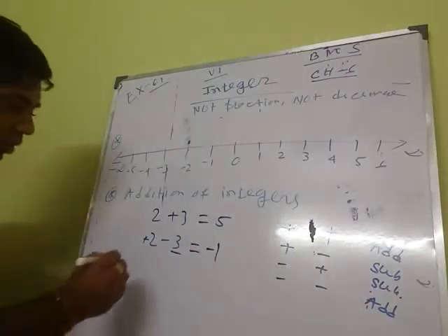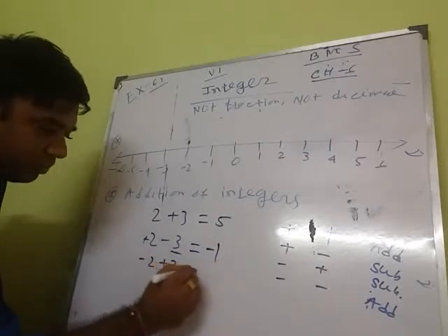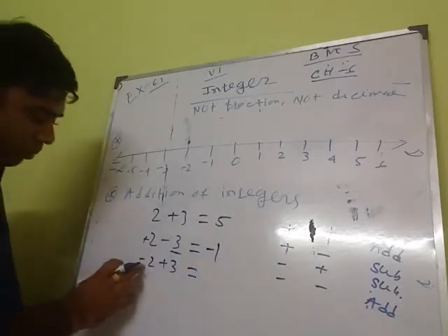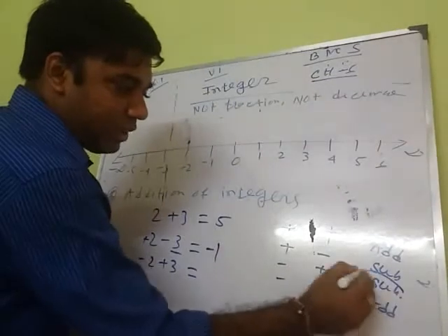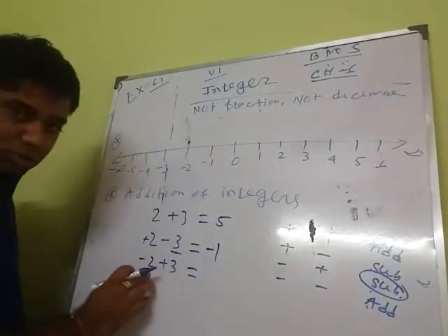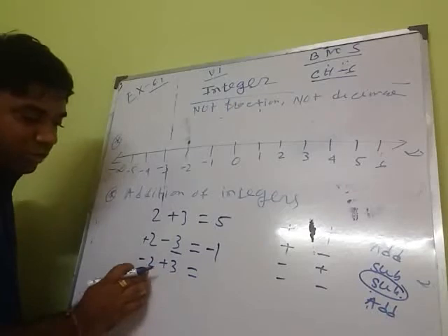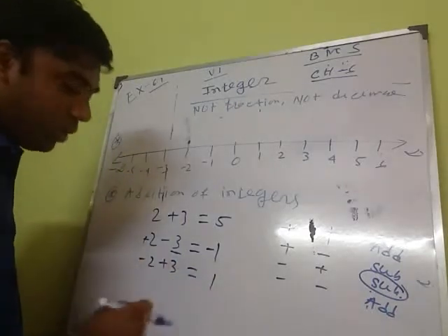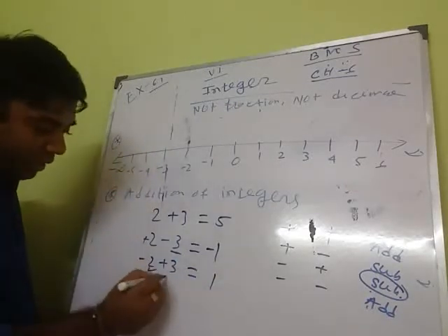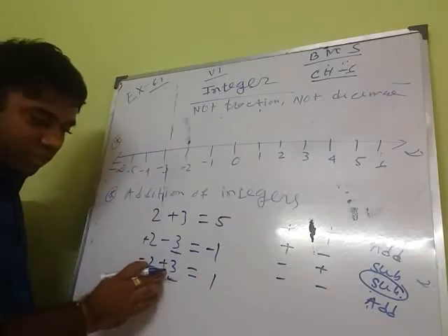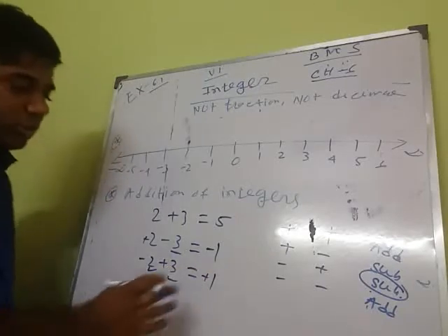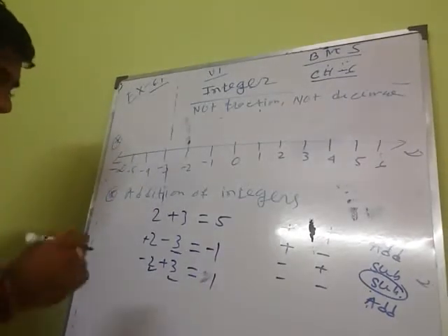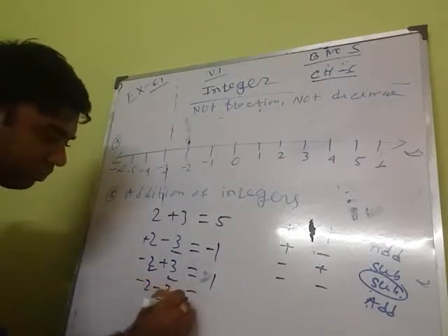Next example, minus 2 plus 3. The sign of 3 is plus and the sign of 2 is minus. These are opposite signs, so opposite signs mean subtraction. What is the difference between 3 and 2? It is 1. Now what will be the sign of 1, plus or minus? Between 2 and 3, which one is greater? 3, and the sign of 3 is plus, so it will be plus 1.